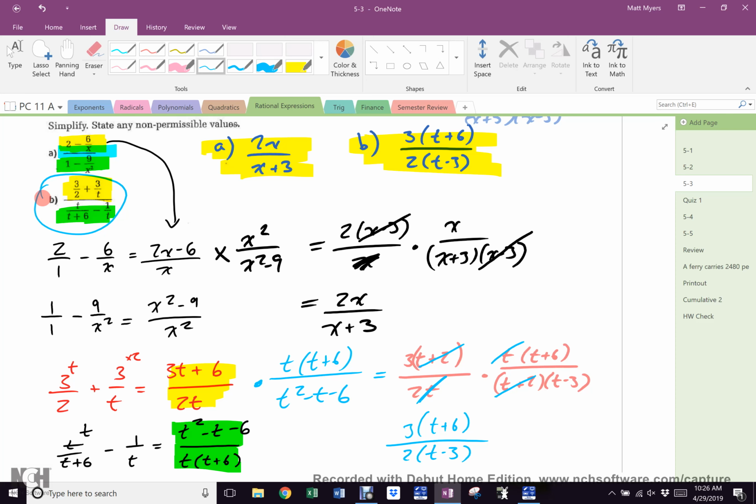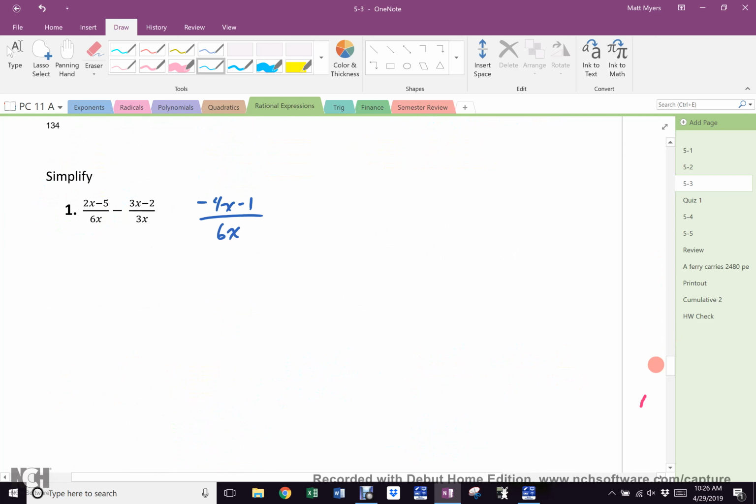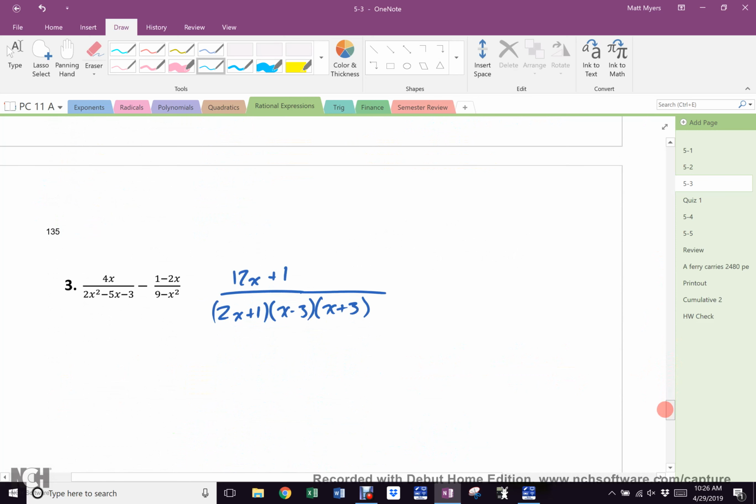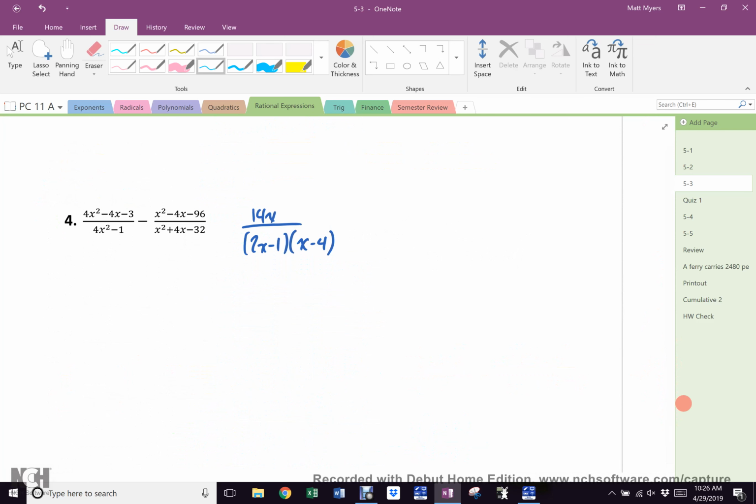And then the last 4. There's one of them. There's 2 of them. There's 3 of them. And there's 4 of them. Once again, it all comes down to factoring.